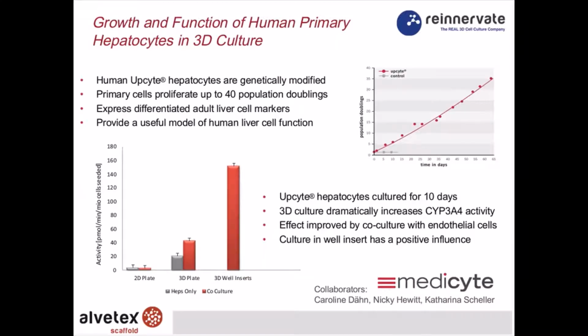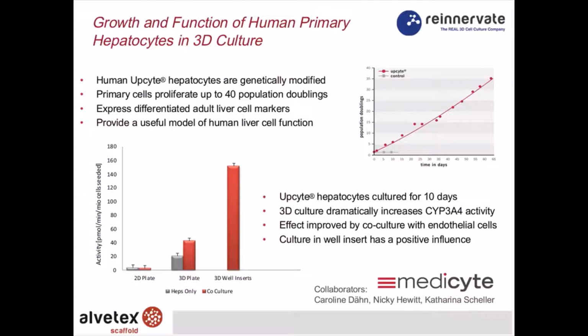A similar assay was done in this experiment, where we're looking at the expression of CYP3A4 activity. This work was done in collaboration with Medicyte. Medicyte have a population of human upcyte hepatocytes, which are genetically modified, and this enables them to proliferate. These are primary cells, and they can proliferate for up to 40 population doublings. These are used to assess drug toxicity and study metabolic function of liver cells.